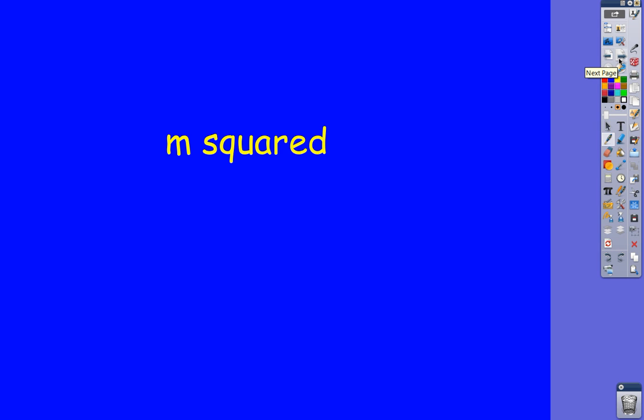Our next example is m squared. Now squared is a little bit different. Think about what m squared would mean. Okay, this is what m squared would look like. And if I have an exponent of 2, that simply means m times another m. So either of these answers would be considered correct.